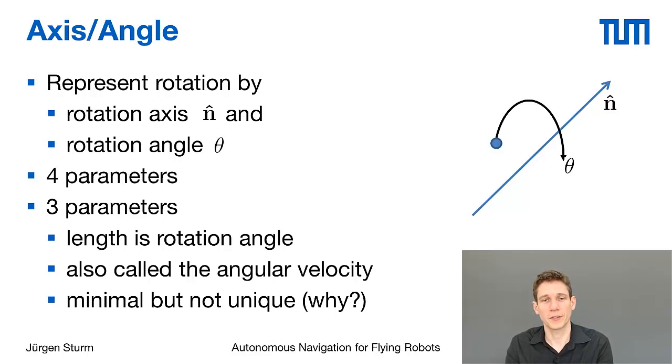Good. So this representation, where you just have 3 parameters, is also called the angular velocity representation, or a so-called twist. This is again a minimal representation, but it is not unique. Actually, similarly to the Euler angles, I guess you can imagine why this is the case. Every 2π you repeat the same rotation, because if you rotate more than 360 degrees, then you're again ending up at the same spot.